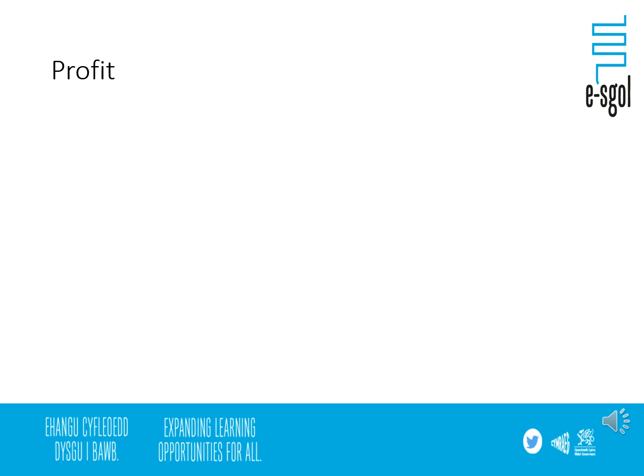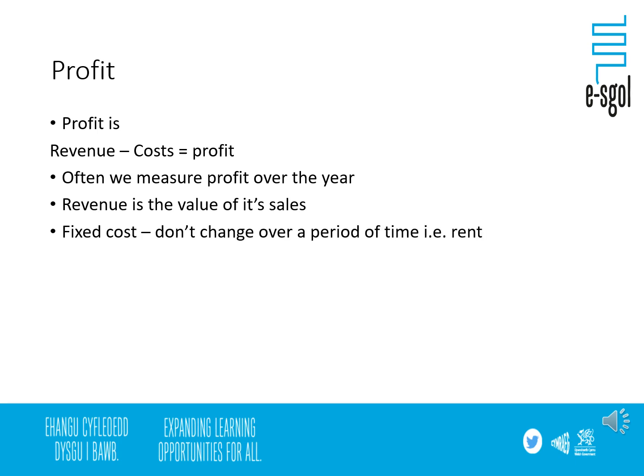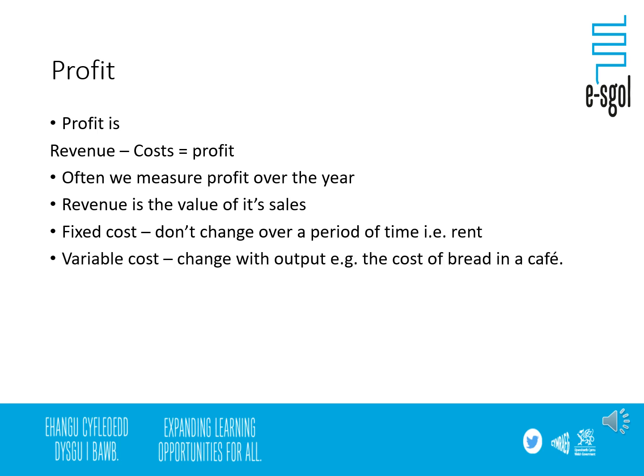So one of the important things around businesses is profit and what profit is. Your profit is your revenue, so that's how much you're making, take away costs, and that's giving you your profit. Now we often measure profit over a year, so what you would make in a year. Revenue is the value of the sales that you're making. You've got things like fixed costs, and these are things that don't change over time, like rent, for example, which will be fixed for the year.